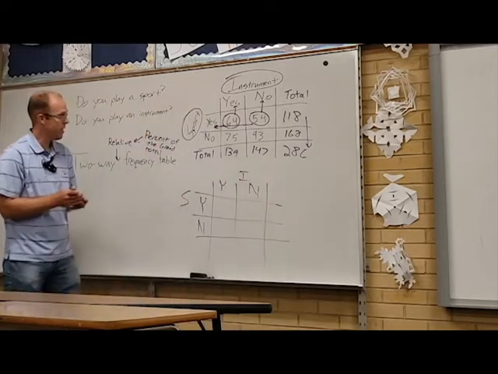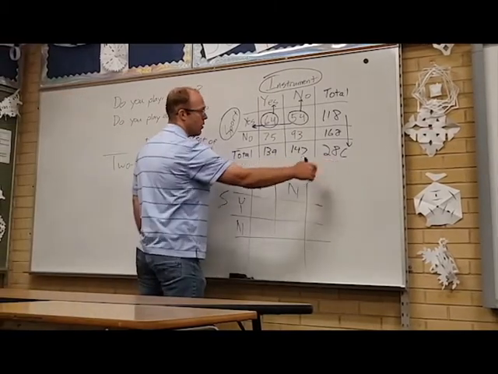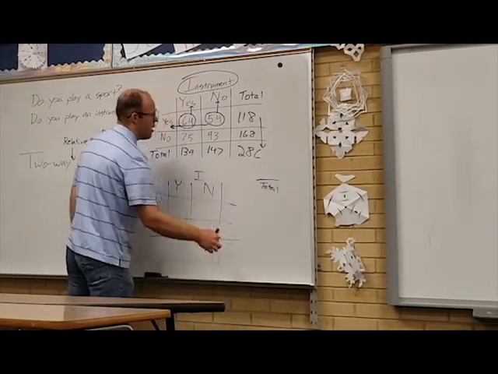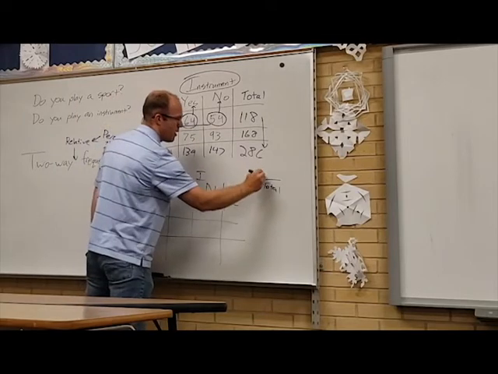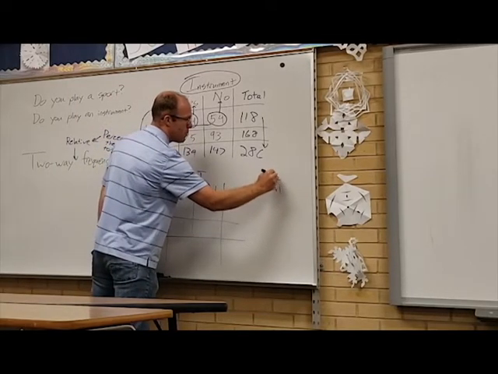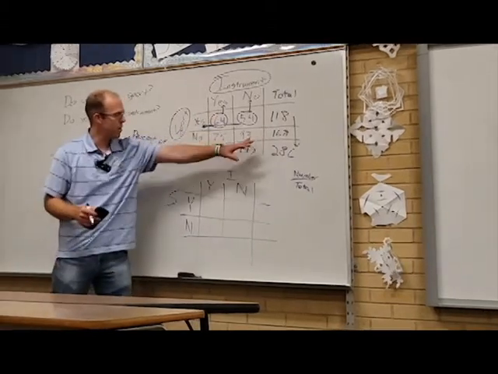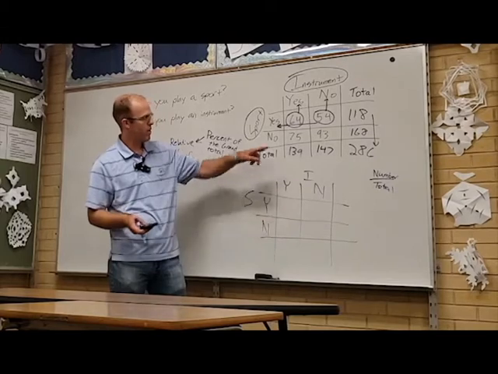So the way that we do our percent is by taking the total and placing it in the denominator of a fraction, and we're taking the number that we're comparing to that total and placing it in the numerator. So percents are this division right here. We're going to do that for every number here, and we're going to put it in the corresponding box in our new relative frequency table.